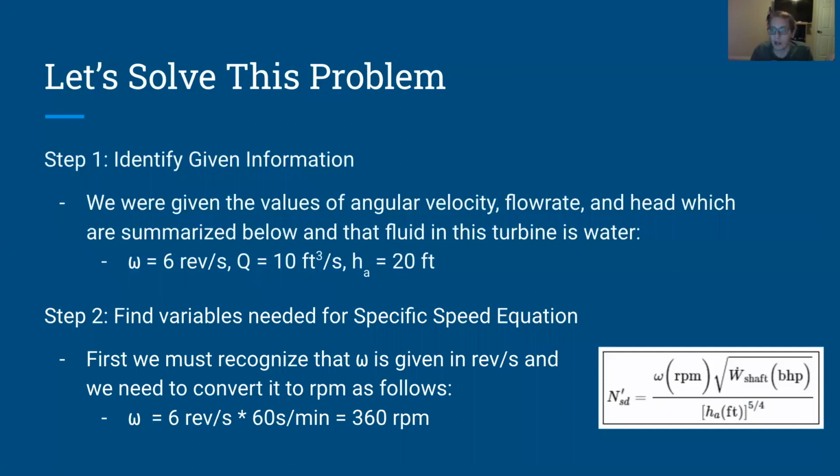Our second step, we need to find the variables that we need to solve for the specific speed in the specific speed equation. So first, the easiest thing to solve for is the angular velocity, which was given in revolutions per second, which we need to convert to revolutions per minute, or RPM, which we can do as you see on the slide. And in doing so, we get a value of 360 RPM.